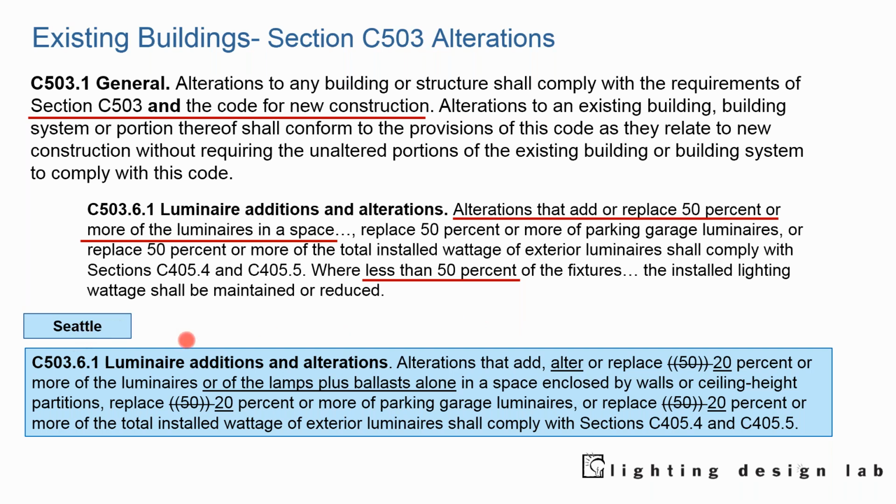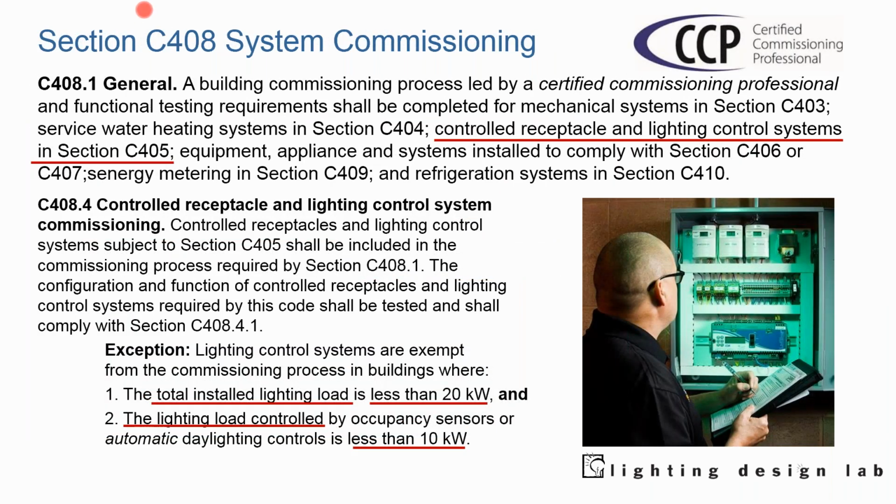In Seattle, however, so we're looking at 50% here. In Seattle, it's 20%, much more stringent. So be aware of that if you're doing something in the city of Seattle. System commissioning. A certified commissioning professional must lead it. Testing the equipment, controlled receptacles and lighting control systems are subject to being commissioned.